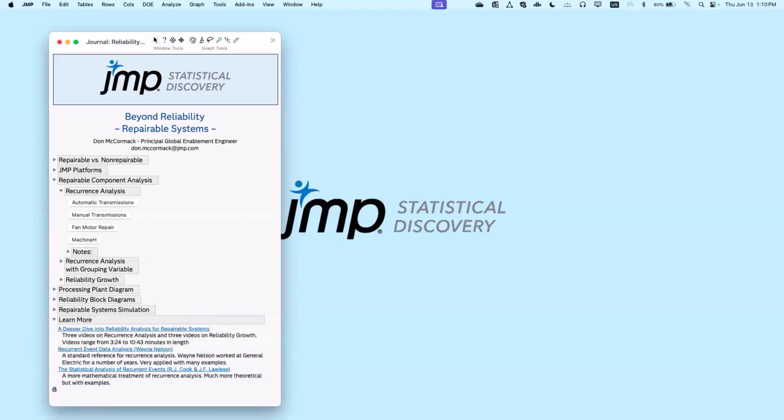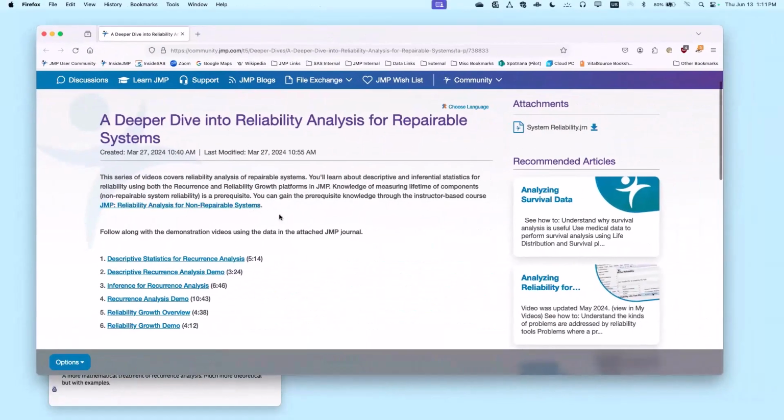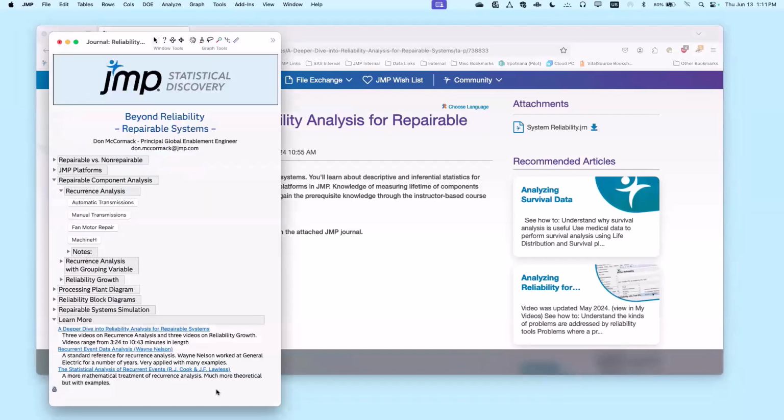A couple of places to look in the journal. That very first link, one of my colleagues, Don Michelson, came up with these deeper dives. So if you click on that link, it brings you to these deeper dives in repairable system reliability. There are a series of 6 videos. She goes into a little bit more detail, not only in the theoretical aspects, but also how do you apply these in JMP. So that's a great resource.